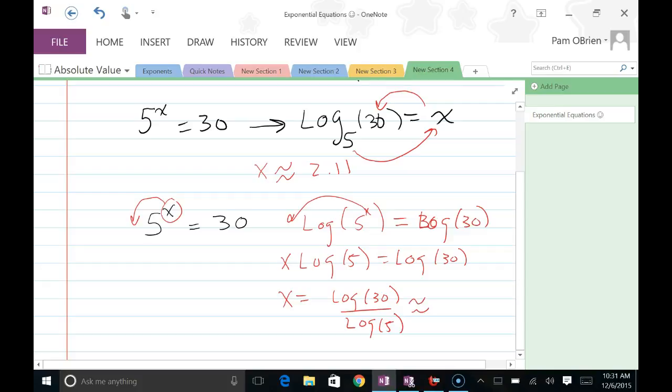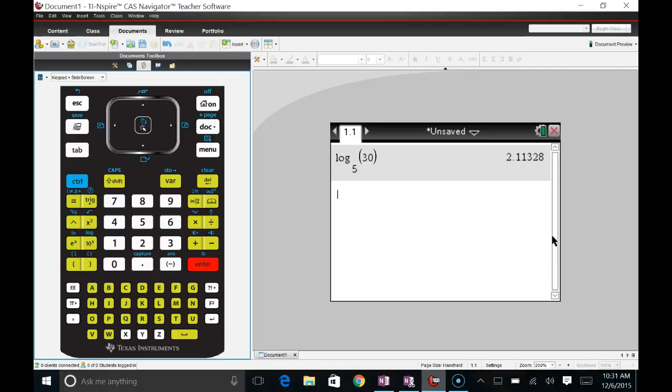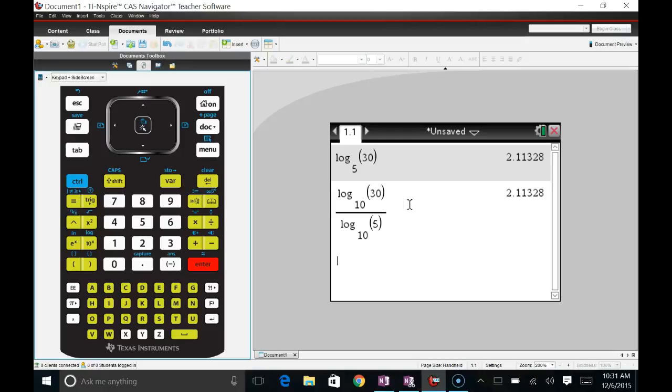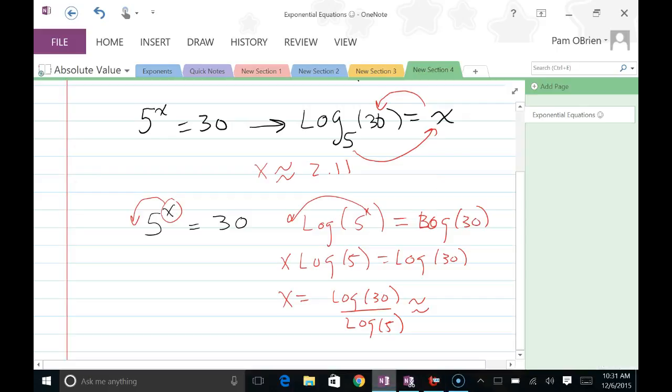We're going again for an estimate answer, and you can see on your handy dandy calculator that if I do the log of 30, and I'm going to do this base 10, I want you to notice that I logged base 10 each side, divided by the log of 5, again we get the same answer, 2.11. So with that said, both methods will give you the same answer.